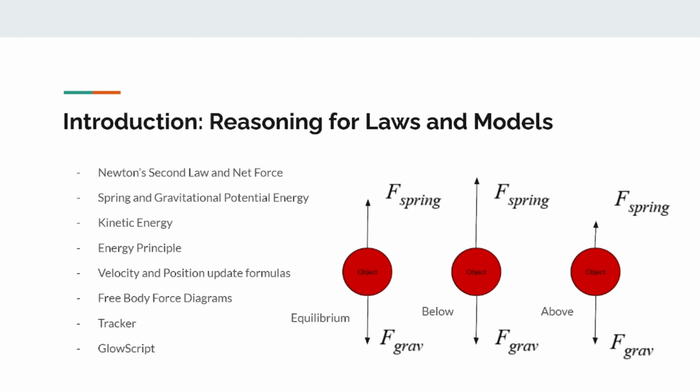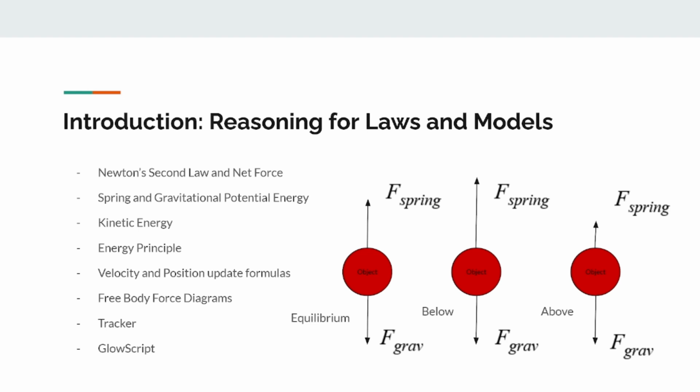We are using the energy principle to find all these different kinds of energies, as it helps us set everything equal to zero and find different variables. The velocity and position update formulas are used to find velocities and positions, and free body force diagrams, which are listed to the right, are used to show the changes in forces over time. We can see that the forces are equal in equilibrium. The force of the spring is greater when it's below, and the force of the spring is smaller when it's above that equilibrium position. The force of gravity stays the same all the time, while the force of the spring changes.